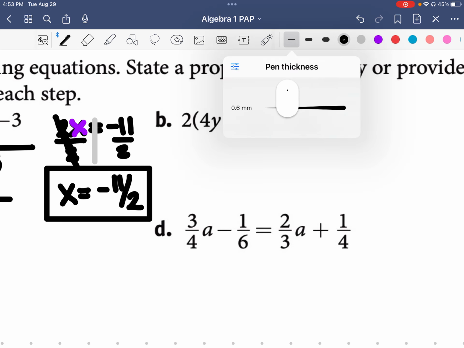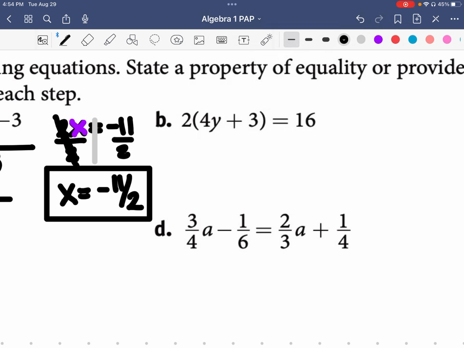Let me see. I'm going to go ahead and make my pen a little bit smaller. Maybe that might help.